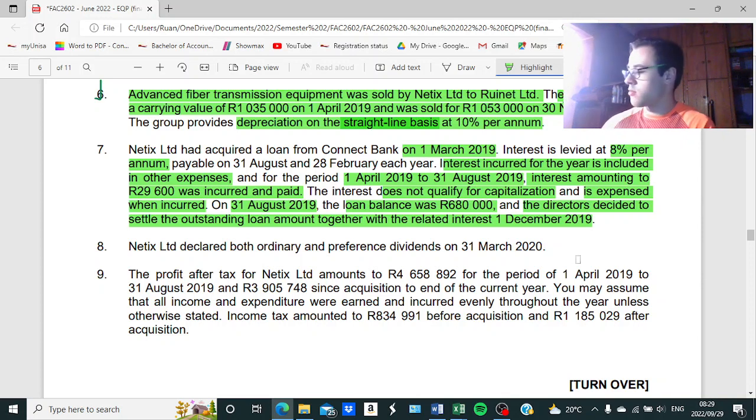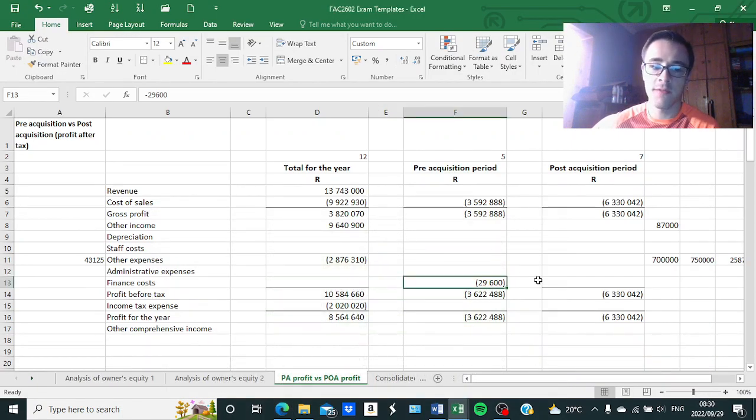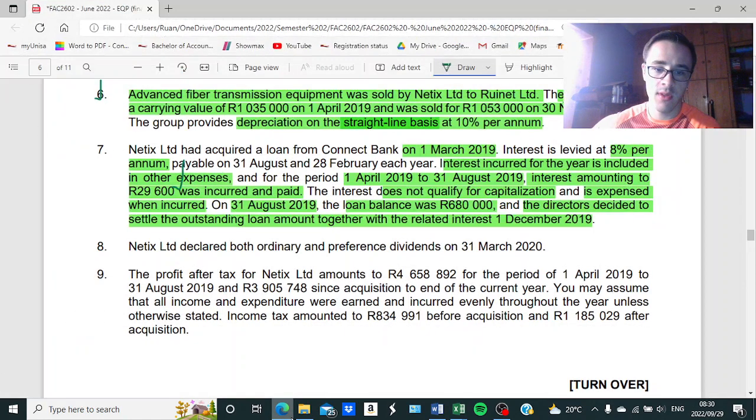Now, one thing that I have to mention is that you do not have to calculate the balance of the loan on the 1st of April 2019. Why? Because we are only interested in the amount for interest, and the amount for interest in the pre-acquisition period was given. So we do not have to work out the balance of the loan at the beginning of the year, because the interest for the pre-acquisition period was given. So we just input that as finance costs for the pre-acquisition period.